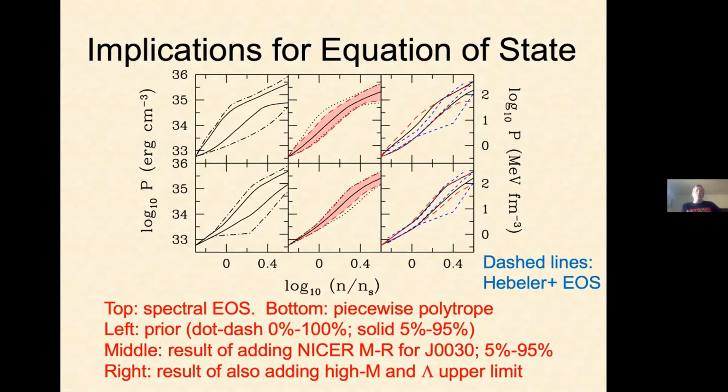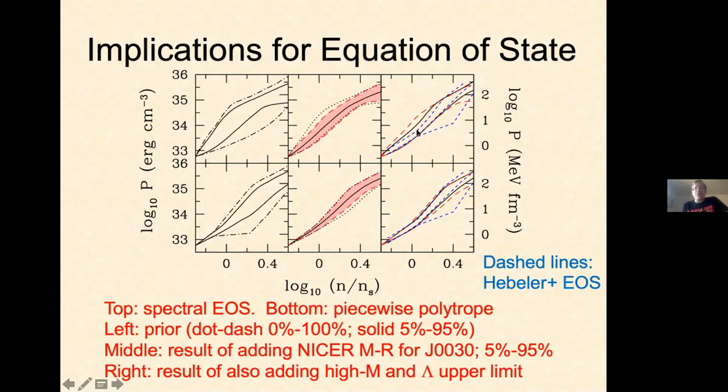If we then say we're going to add to that NICER data all of the other astronomical data, then we shrink it even further. Here, the red dashed lines are the same as we had in this middle panel, 5th to 95th percentile. And now these solid lines are what you get for 5th to 95th percentile when you include high mass neutron stars and the tidal deformability of GW170817. We're really narrowing down, and one indication of that is that although you can see that the priors here are quite different, when you add in all the data, they're starting to converge to each other.